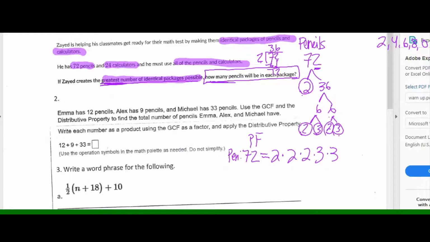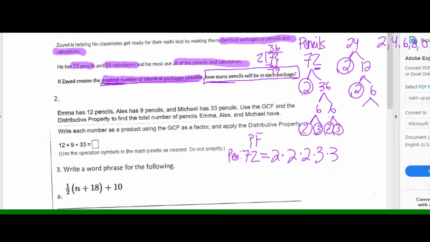Now I want to use the prime factorization tree to find the prime factorization for 24. I know 2 factors to make 24 are 2 and 12, because 2 times 12 equals 24. I'm going to circle 2 because 2 is a prime number, because the only factors are 1 and itself. Then I'm going to keep going with my 12. So I'm going to use 2 times 6. It doesn't matter which 2 you use. You can use 3 times 4. And I'm going to circle my prime number.